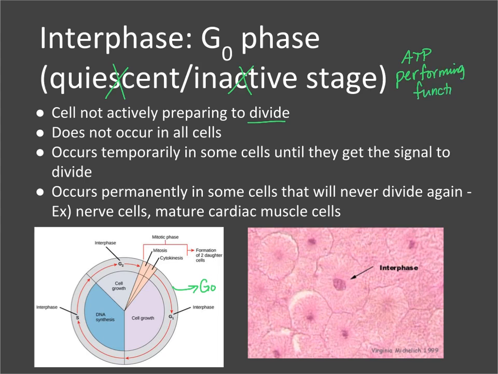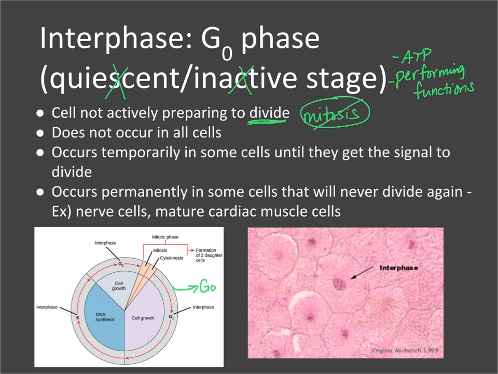So, if it's a muscle cell, it's still contracting to move the limb or the body around. If it's an immune cell, it's still attacking pathogens. So it's not inactive. It's not just sitting there doing nothing. It's still being a cell and it's fulfilling its role as a cell. The only thing that's inactive about it is that it's not preparing to divide. So it's not preparing for mitosis. So mitosis is not in the near future.